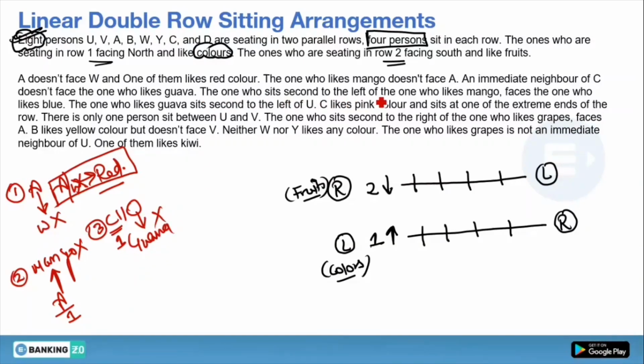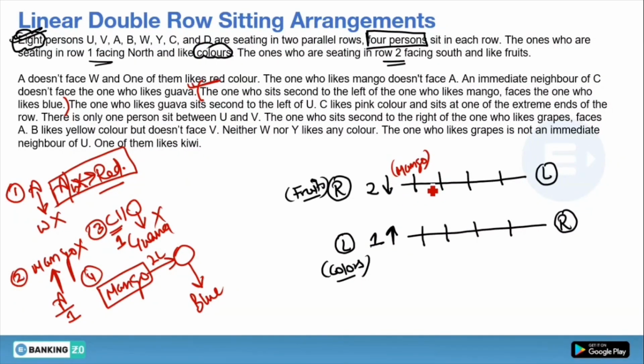The one who sits second to the left of the one who likes mango faces the one who likes blue. See, this line is very important in this puzzle. From this line we can start our question because it is giving us some confirmed directions about a few persons. This line states that from the person who likes mango, the person second to the left is facing the person who likes blue. So we can put this in our puzzle and start solving. Okay, let us suppose mango is here.